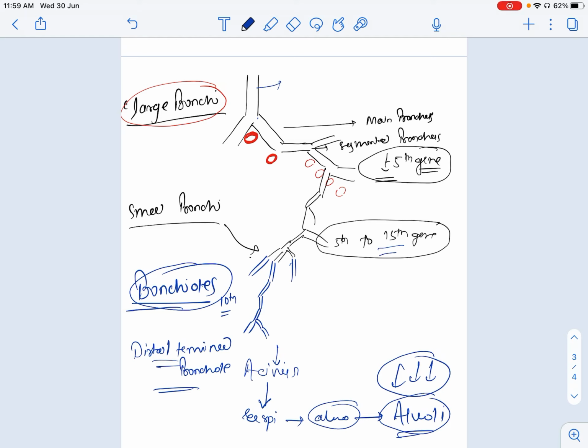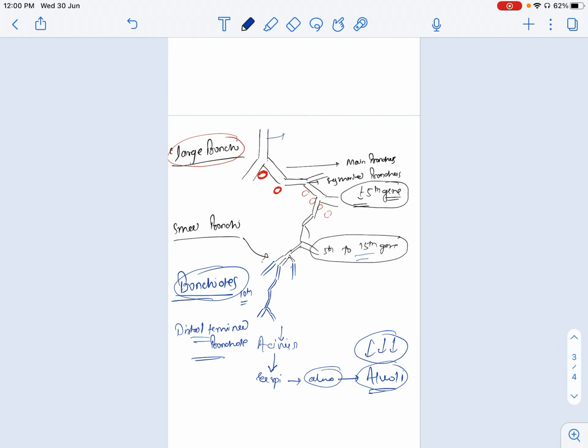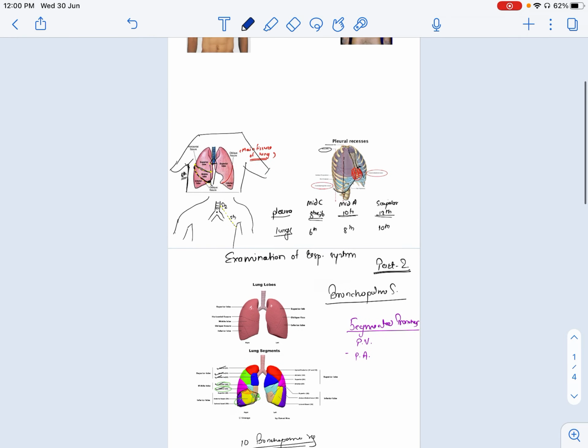What is the importance of this? You can see that it acts as a kind of filter. The upper airways have a large diameter, and as we go down till the alveoli are reached, the diameter reduces massively. So it forms a kind of filter and obviously acts as a barrier mechanism. These are the only important concepts that were remaining.